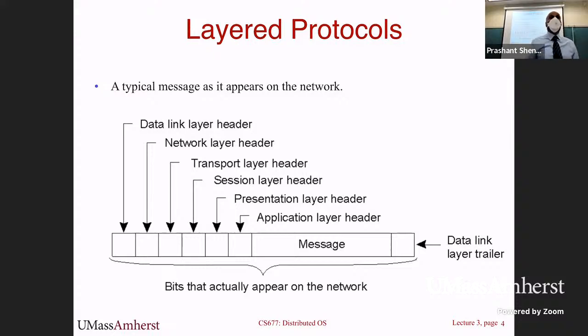When the message arrives at the other end, each layer looks at its specific header, decides what to do with the message, strips that header, and hands it back up. So when the application receives it, it will only have the application layer header and the message. Is that clear? This is something you should be generally familiar with, but I just mention it in case.